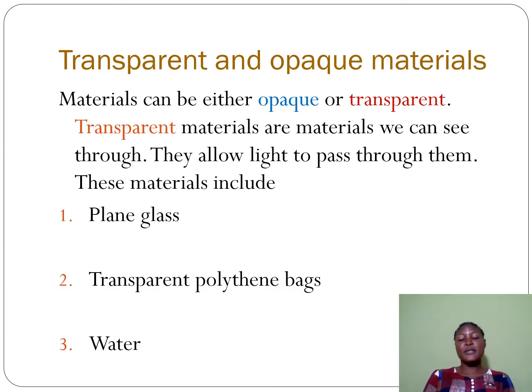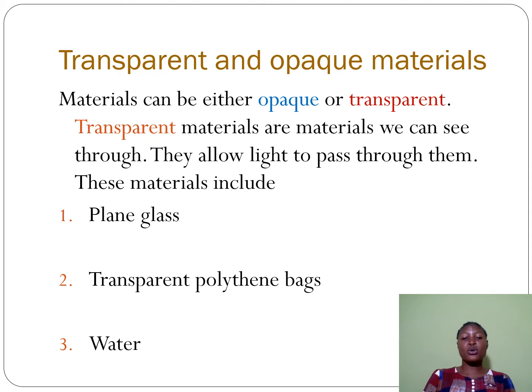We carry on to transparent and opaque materials. Materials can either be opaque or transparent. Transparent materials are materials we can see through. They allow light to pass through them.